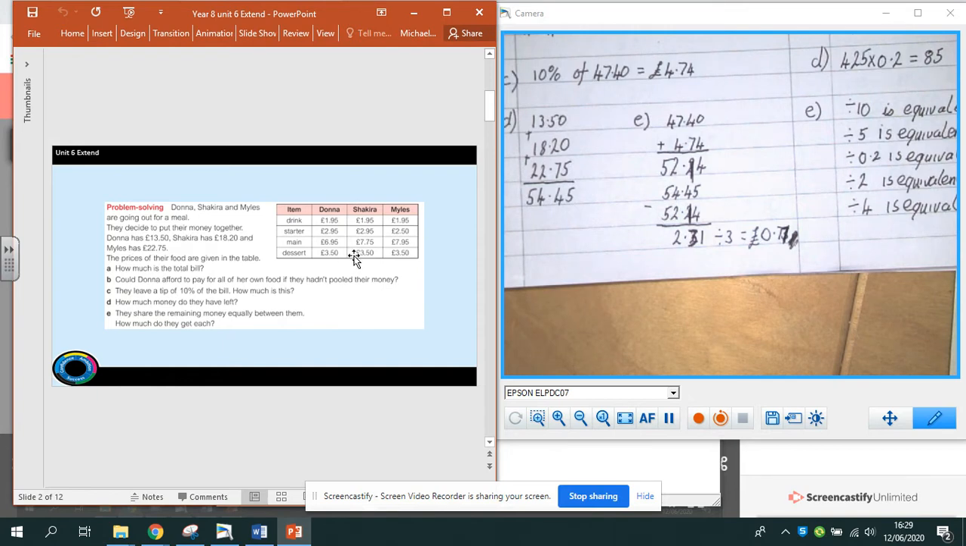If you need to do any corrections, please pause the lesson, then return when you're ready.